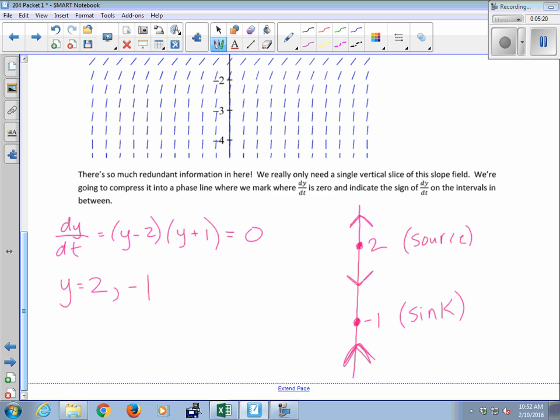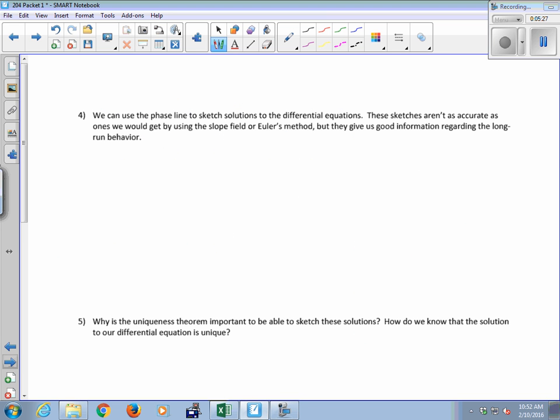So this is a phase line. This is a phase line for that autonomous differential equation. We can use the phase line to sketch solutions, y of t solutions. They aren't as accurate as ones we would get if we used a whole slope field or Euler's method, but they can give us really good information about the long run behavior of the solution.